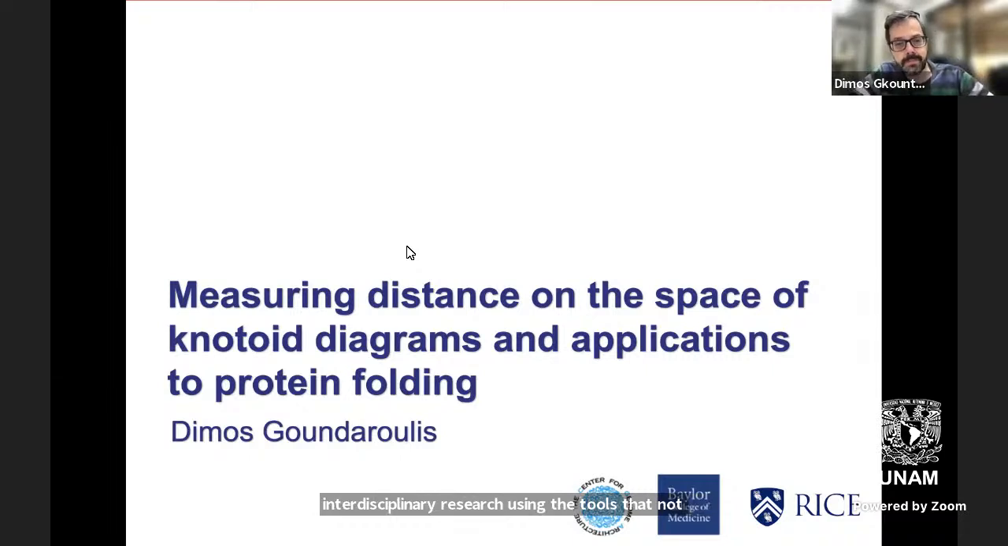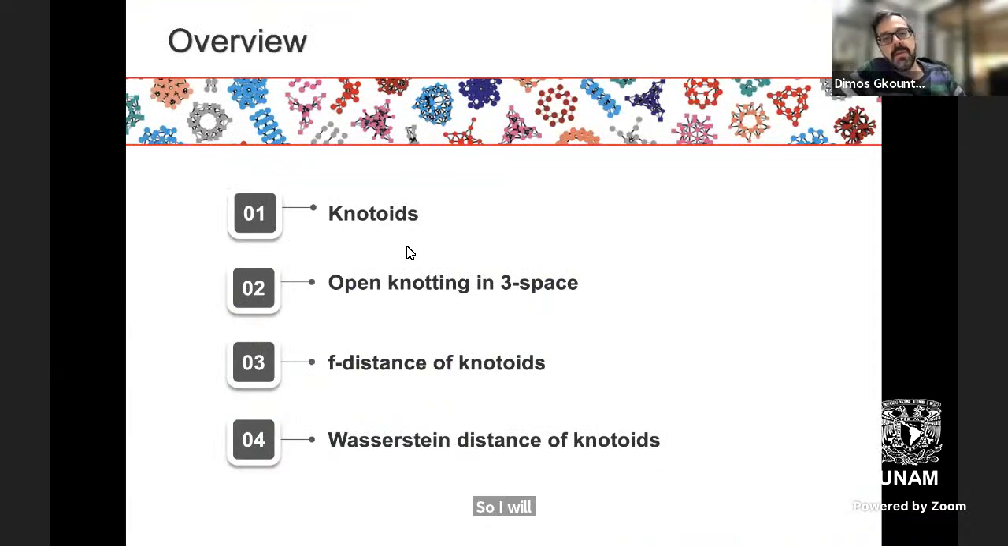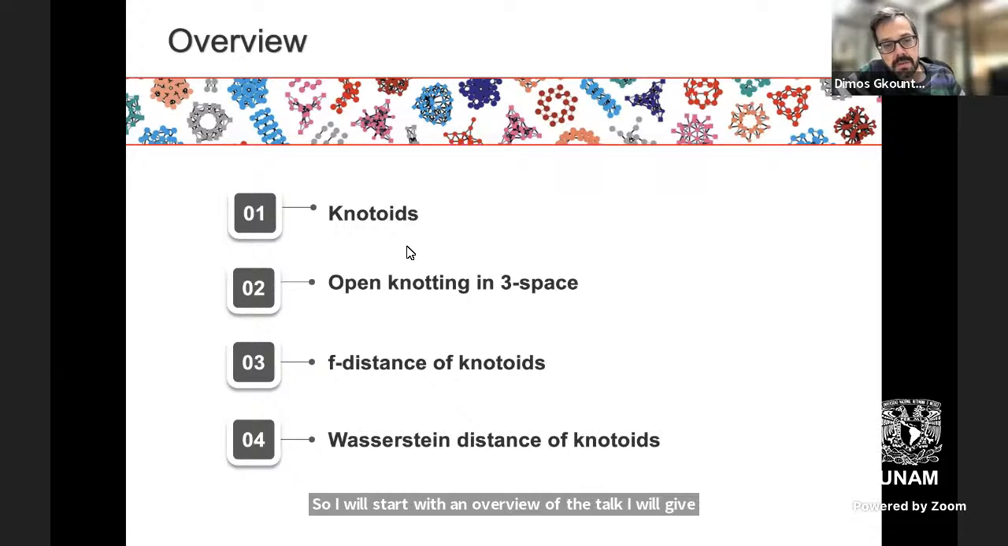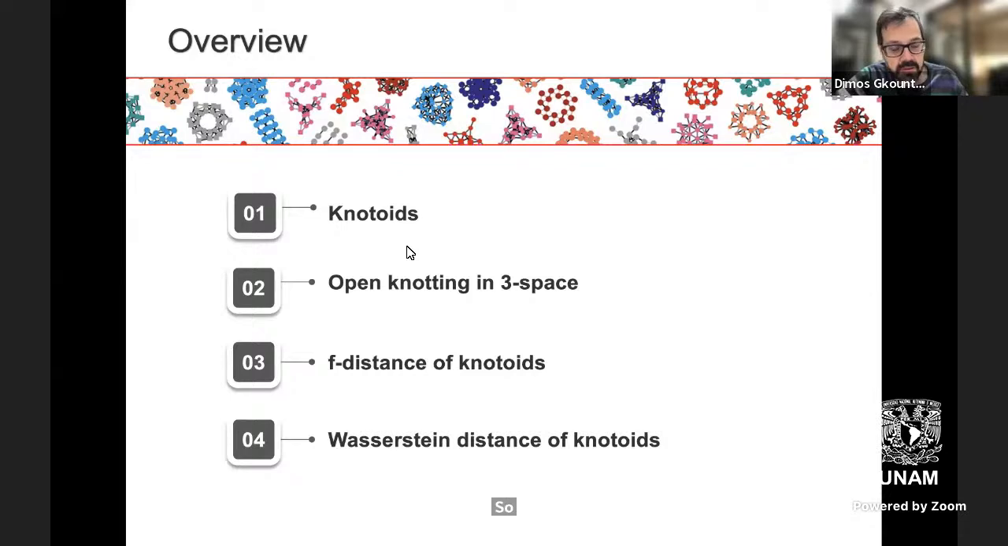So I will start with an overview of the talk. I will give you the basics of notoid theory, and then I will talk about how we can define open knotting in free space somehow, how we can approach this notion. And we need that because we will study three-dimensional objects like proteins in space. And then we will define two different types of distance, some kind of metrics, and we will use those distances to get some information about new biology. So without further ado, I will just start immediately.